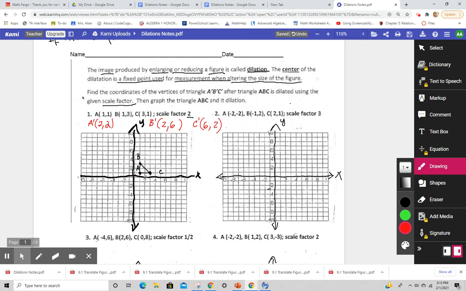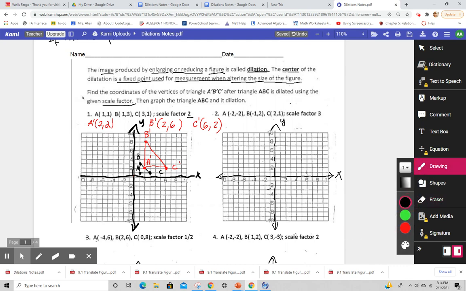And then we plot these points. 2, 2 is right here. This is A prime. 2, up 6 is right here. This is B prime. And 6, up 2, this is C prime. You just have to connect them. And that's it. We've dilated this by a scale factor of 2. All right, let's go ahead and work on the next one.